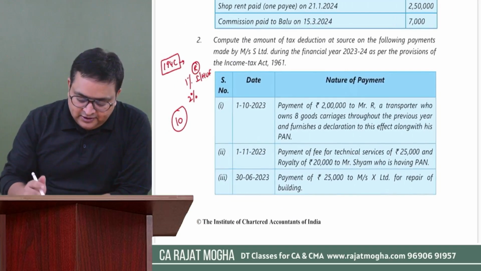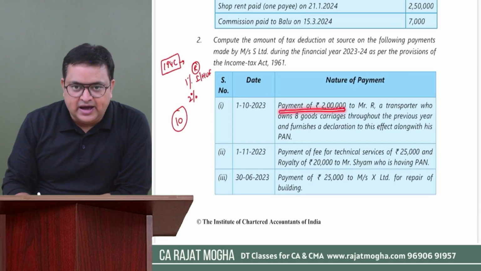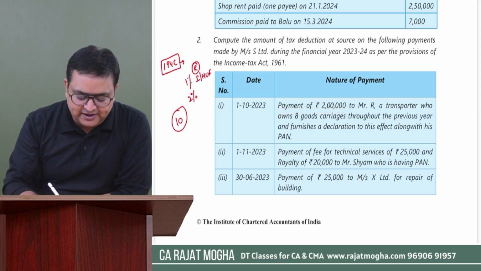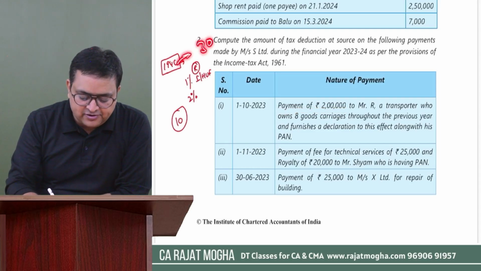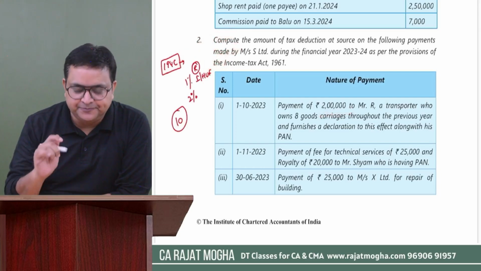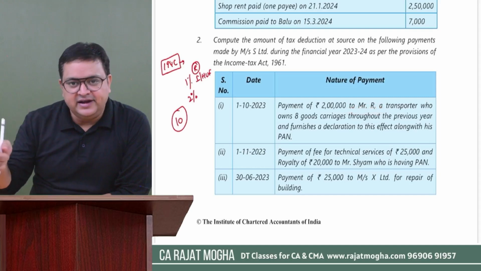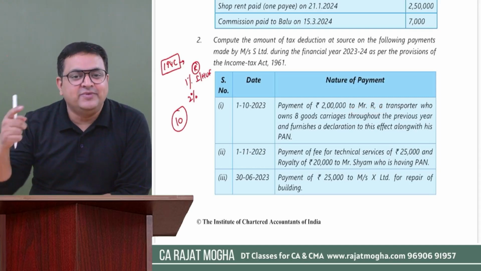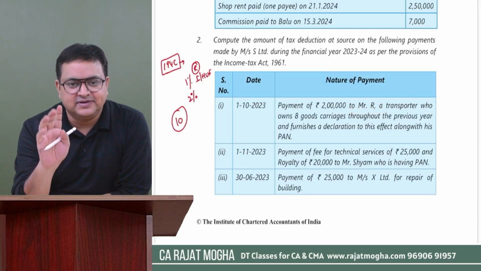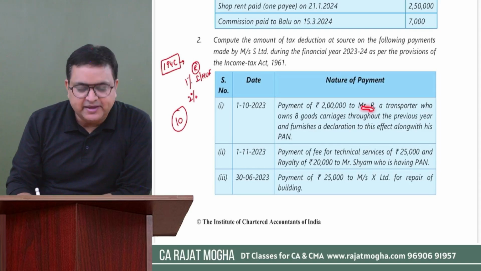Okay. So here we are making a payment of 2 lakh, much more than the threshold limit, correct? Because in 194C for a single contract it is 30,000, for multiple it is 1 lakh, and this is much more than that. But we are making a payment to R. R is an individual. So if TDS would have been there, the TDS rate would have been 1%, correct? Because we are making a payment to an individual.